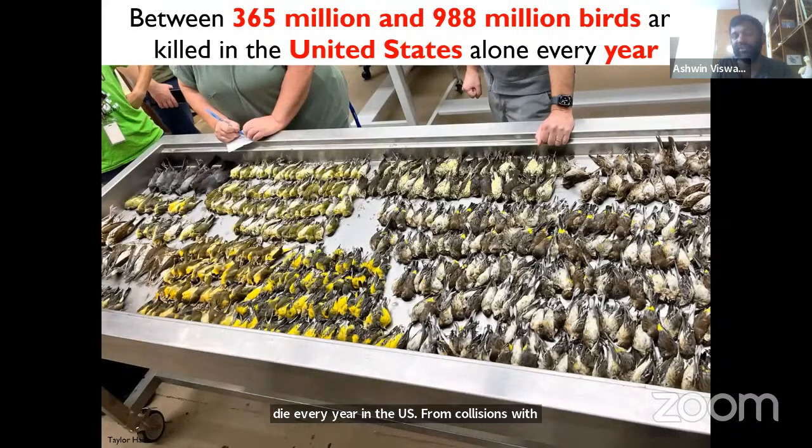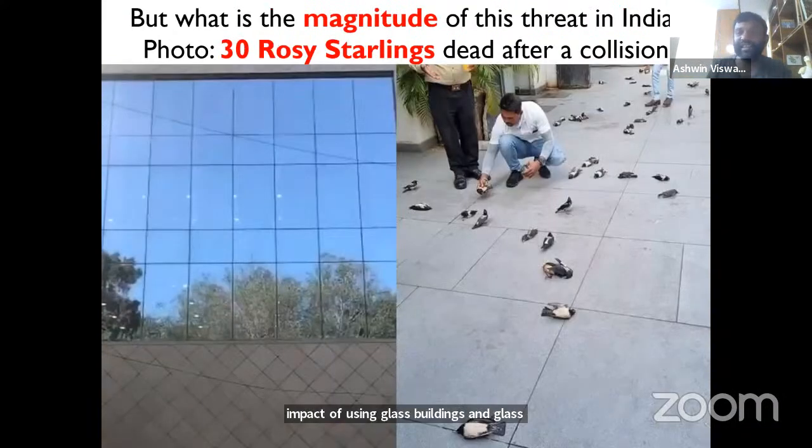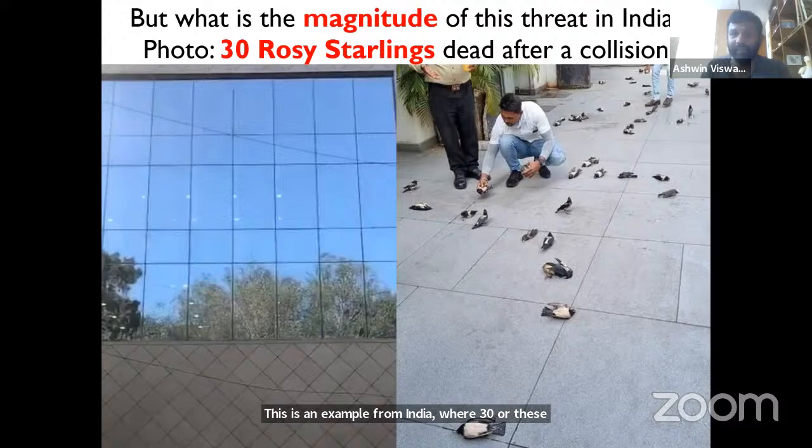And one of the best ways to convince people to stop using glass, because this is something people can easily do, is information. Most people are not aware that it creates such damage. You need to tell them how many birds are dying. You need to tell them there is an impact of using glass buildings and glass facades. This is an example from India where 30 rosy starlings died, I think, in Ahmedabad after hitting a building.